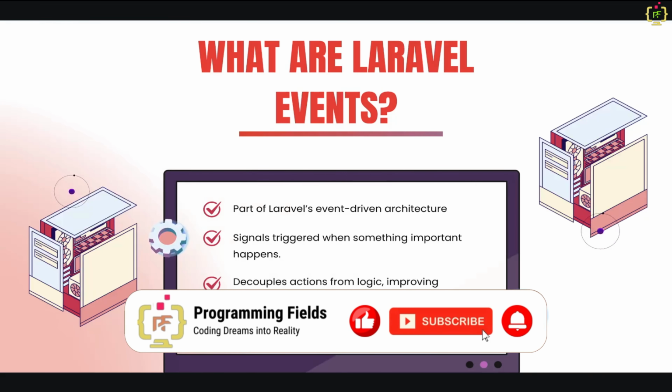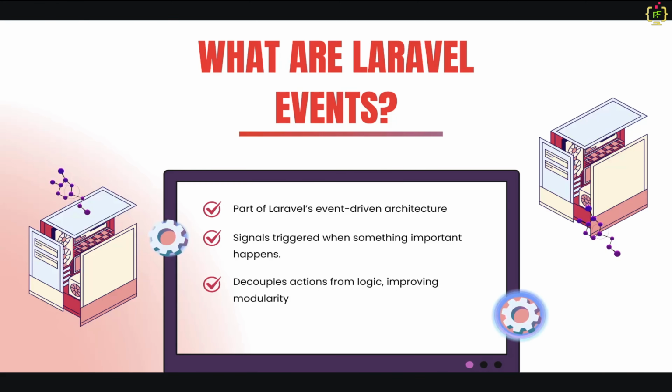Before going deeper into events, we have to understand how events work. For instance, when a user registers, you might trigger an event called user registered. This event can notify different parts of your application, which then respond accordingly, like sending emails or logging activity. Events separate the action, like user registration, from the tasks it triggers, like sending emails. This makes your code clean and modular, and also reusable. The same event can trigger multiple responses without duplicating logic.